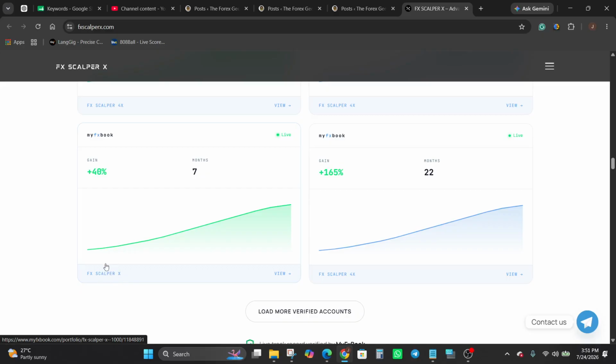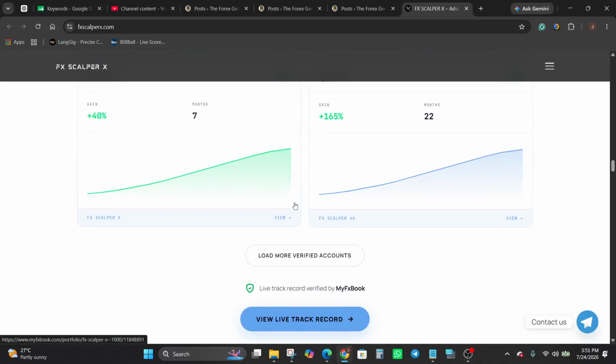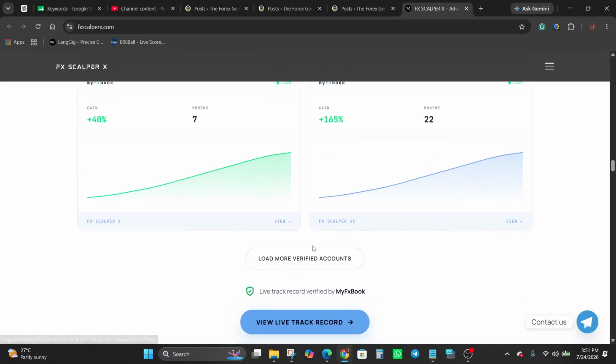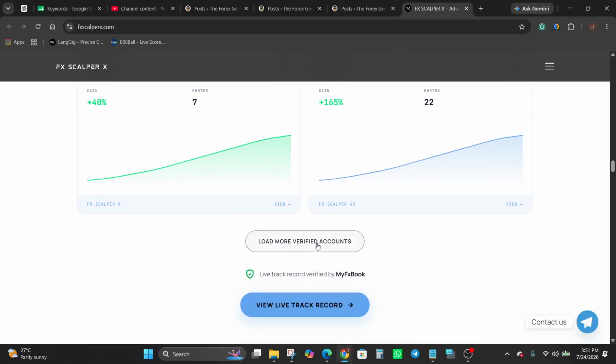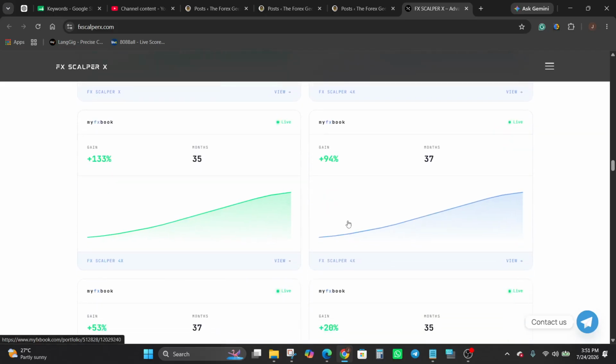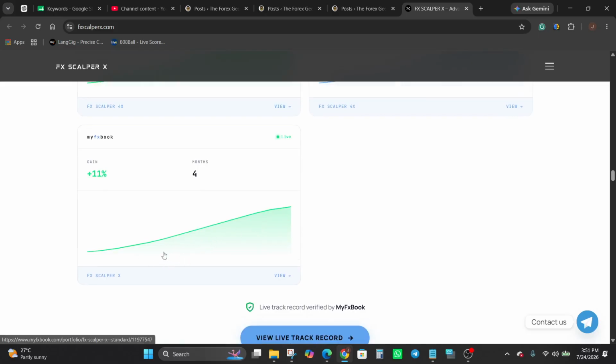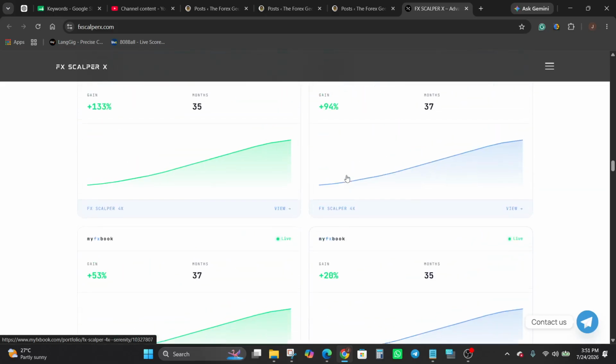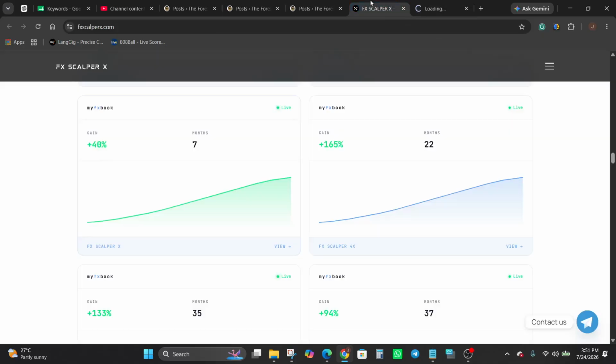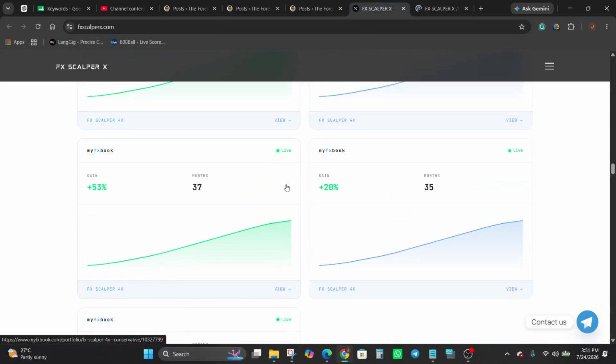All right, so this is the only live MyFXBook verified number among these four tied specifically to the algorithm we are reviewing. But if I load more, I can see most of them are actually for FX Scalper 4X. Let me load more again, and here again we have FX Scalper X. So just two for FX Scalper X, that and this.